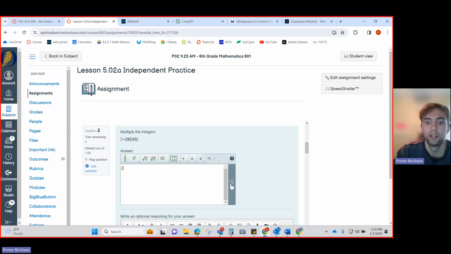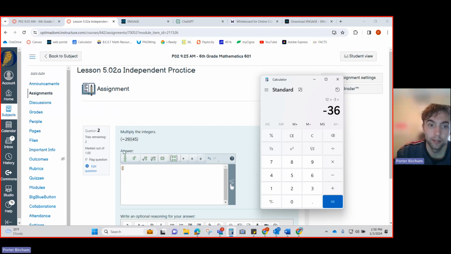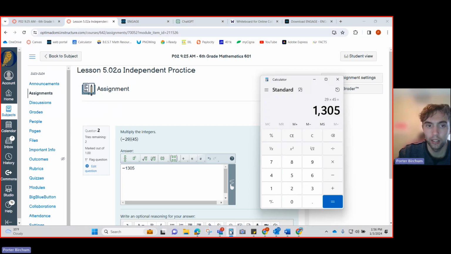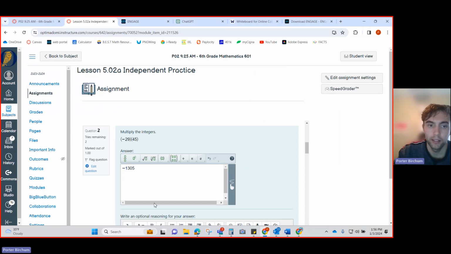Question 2, multiply the integers. -29 times 45. Definitely going to do this on the calculator instead of in my head. I know 29 times 45 is 1,305. And there is one negative in the question, so there's going to be one negative in the answer. Let's test that with the calculator. -29 times +45, -1,305. Nice, we multiplied these integers.